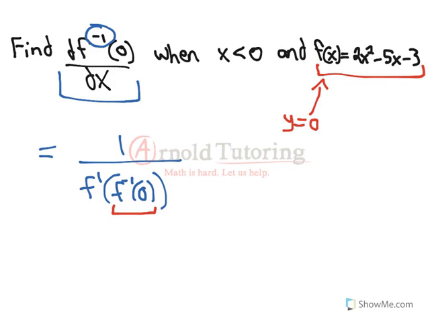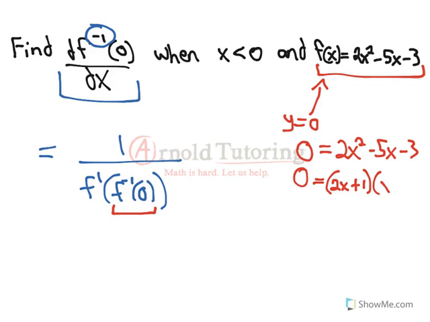So all I'm going to do is sub in 0 for f of x in the original and try to solve for x. We can see that this is a quadratic, which actually factors pretty nicely into 2x plus 1 and x minus 3.